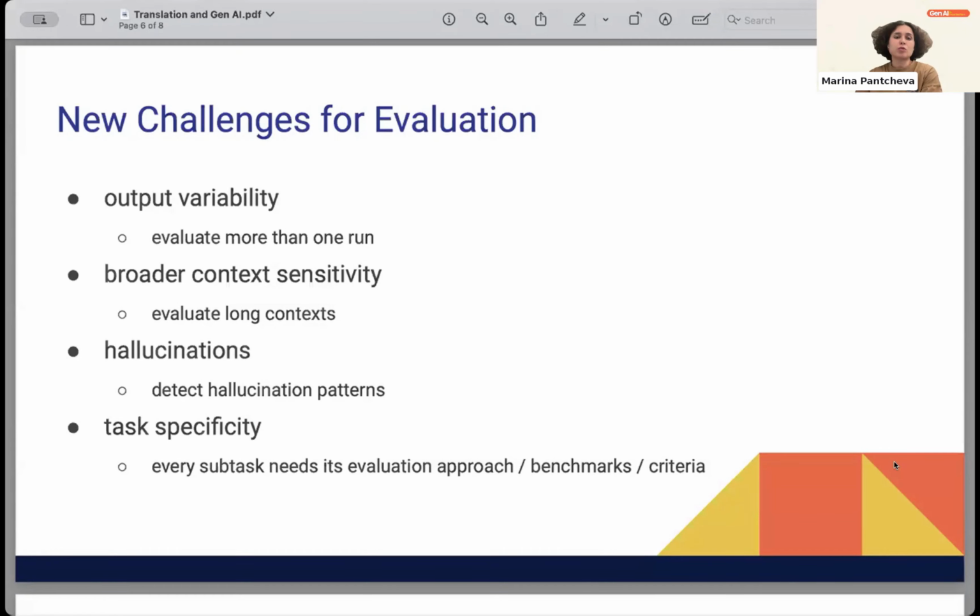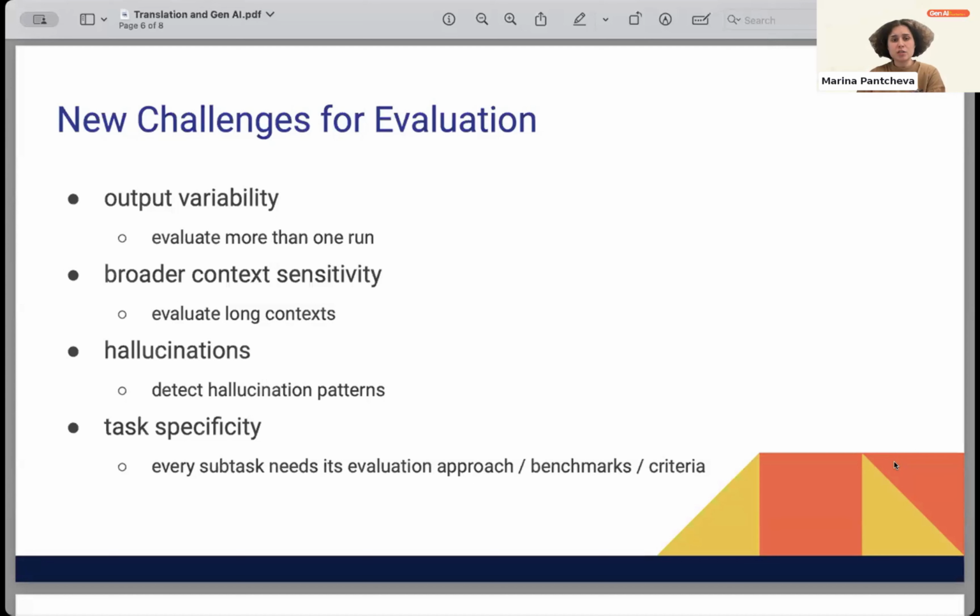Also, large language models always deal with broader context and have broader context sensitivity. So we should evaluate long context, and sentence by sentence evaluation and even paragraph by paragraph evaluation for now is not enough to capture the context and to capture all the context related errors which can happen.